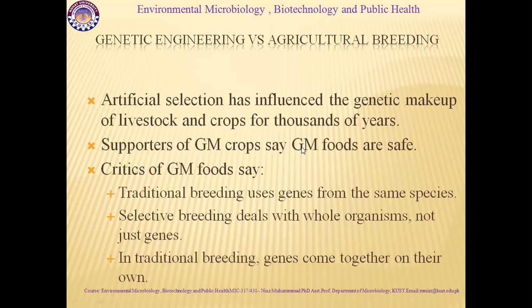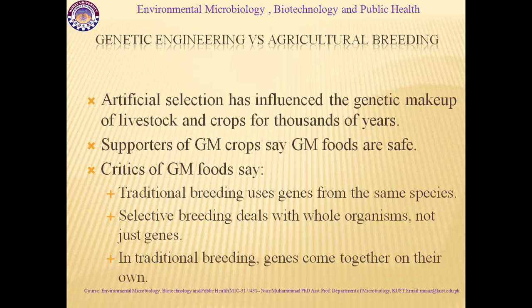Supporters of GMO crops say GM foods are safe. Critics of GM foods say traditional breeding uses genes from the same species. Selective breeding deals with the whole organism, not just a gene. In traditional breeding, genes came together on their own. So this is genetic engineering versus agricultural breeding.